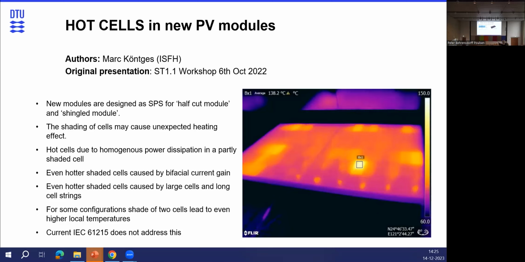So basically what happens if parts of the cell are shaded, there's a lot of heat dissipation from the rest of the cells in the same substring in that cell. And the power that is being dissipated also increases with the bifacial current gain. So we have bifacial cells now, very high efficiency, so very high currents, and they are also made from larger wafers, which all contribute to having more power dissipated and therefore hotter cells than we've been used to with the older module designs.